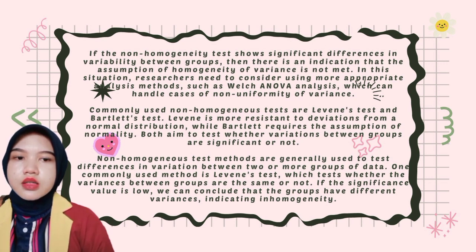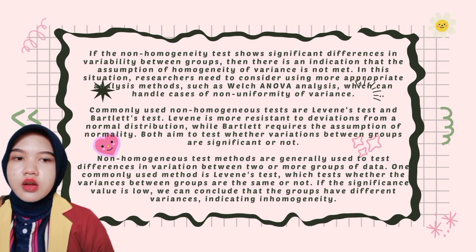In this situation, researchers need to consider using more appropriate analysis methods, which can handle cases of non-uniformity of variance. Commonly used non-homogeneous tests are the Levene test and Bartlett test. Levene is more resistant to deviation from a normal distribution, while Bartlett requires the assumption of normality. Both are used to test whether variation between groups is significant or not.